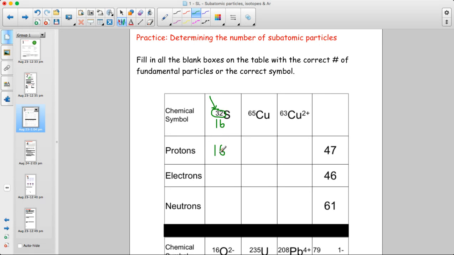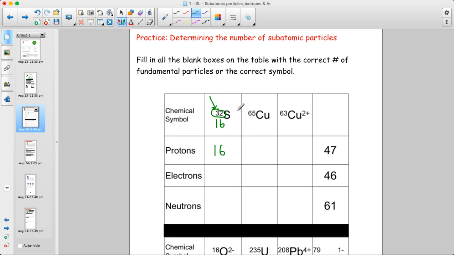So if something gets the symbol S, it is sulfur. It is atomic number 16, which means it has 16 protons. That cannot change if it's still going to be sulfur. The minute you make this proton number different, it becomes a different element and it gets a different symbol.